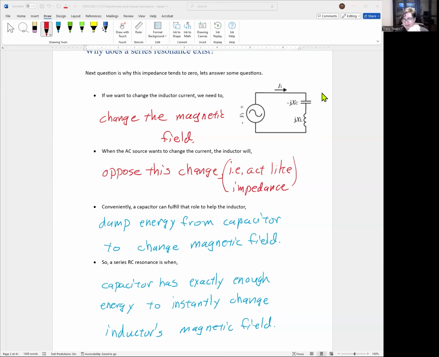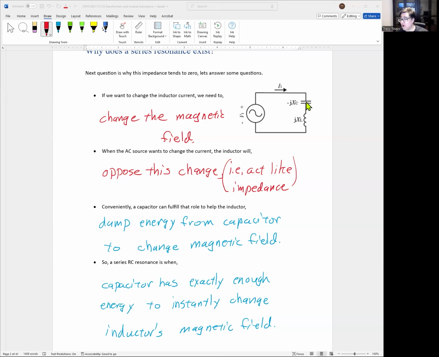For one split second, the capacitor has the energy, and then it bleeds it all into the inductor to change the magnetic field. And then half a cycle later, the inductor has that energy and it needs to let go, so it puts it right back into the capacitor. So it's kind of a placeholder where energy is swapping back and forth between the electric field of the capacitor and the magnetic field of the inductor. And it's doing it so perfectly that the source doesn't need to do anything.